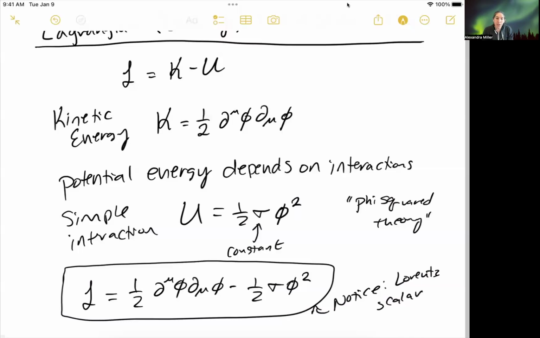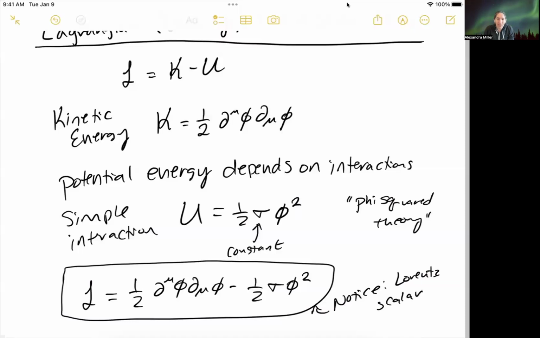Lorentz scalars are objects where all of our indices are contracted, so we don't have any free indices left over. And we are always going to want our Lagrangian densities to be Lorentz scalars because that guarantees that the symmetries of our system are respected. That guarantees this physical system that we're dealing with is going to have Lorentz symmetries, which we want. If this is a relativistic theory, it should have the Lorentz symmetries.